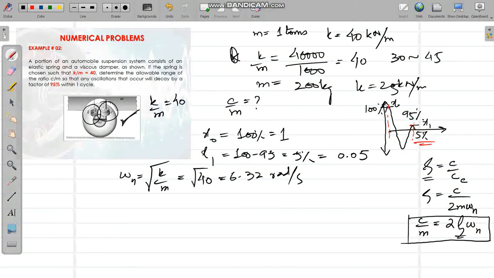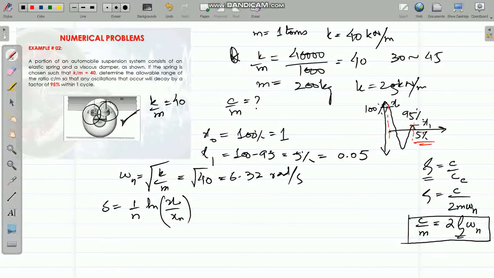Now for zeta, as you know, we have been given the amplitudes. You can find the delta first. So delta is nothing but 1 over n natural log of x naught over xn. Here, because you have one cycle, n is equal to 1, so you get 1 natural log of x naught is 1 and x1 is 0.05.